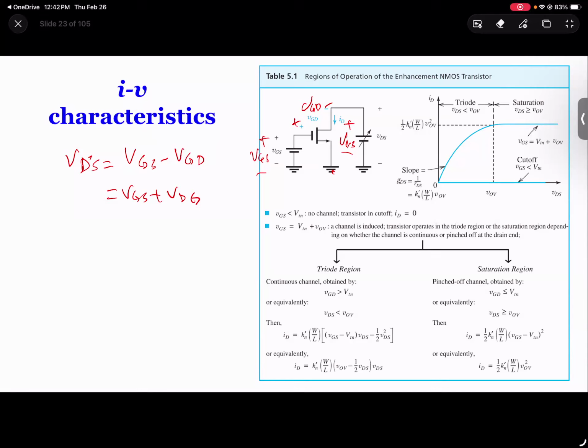But again, for now, just simply this. If VDS is less than VOV, it means your VDS is too small. Even though VGS is already larger than VT, your VDS is so small that it doesn't induce too much current, so it stays in the triode region. In the triode region, this is the equation to calculate the current: VGS minus VT, this is VOV, times VDS minus 1/2 VDS squared. Or you can plug in this number here and you'll get this equation. These two equations are the same thing, okay?